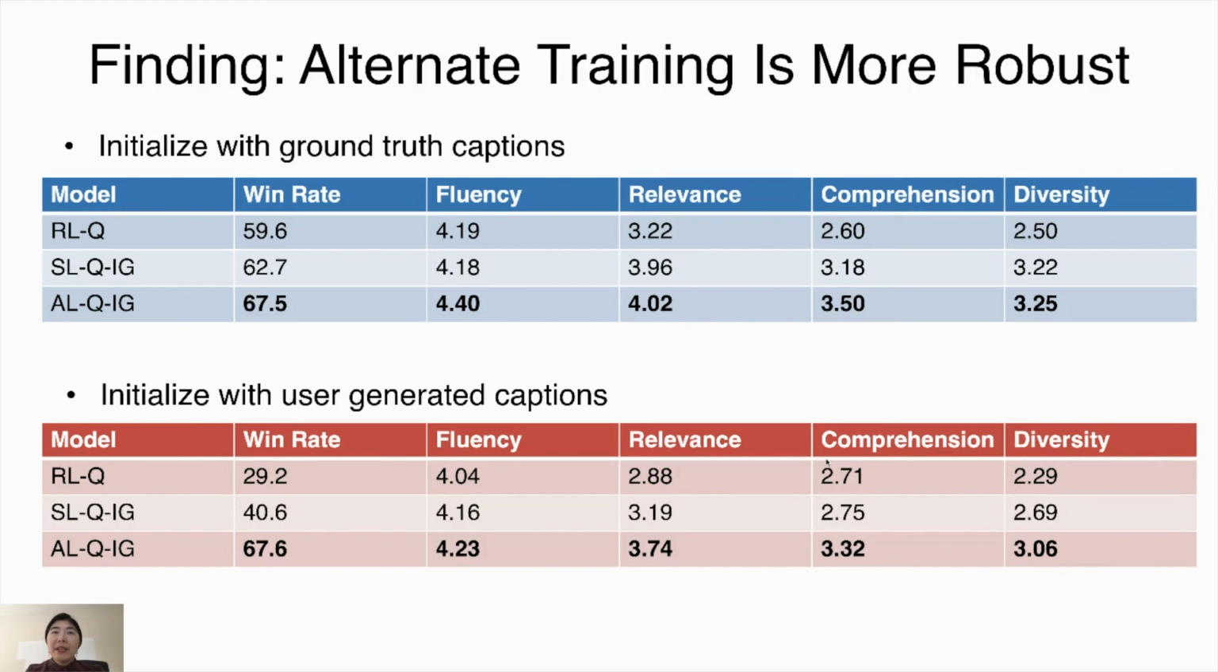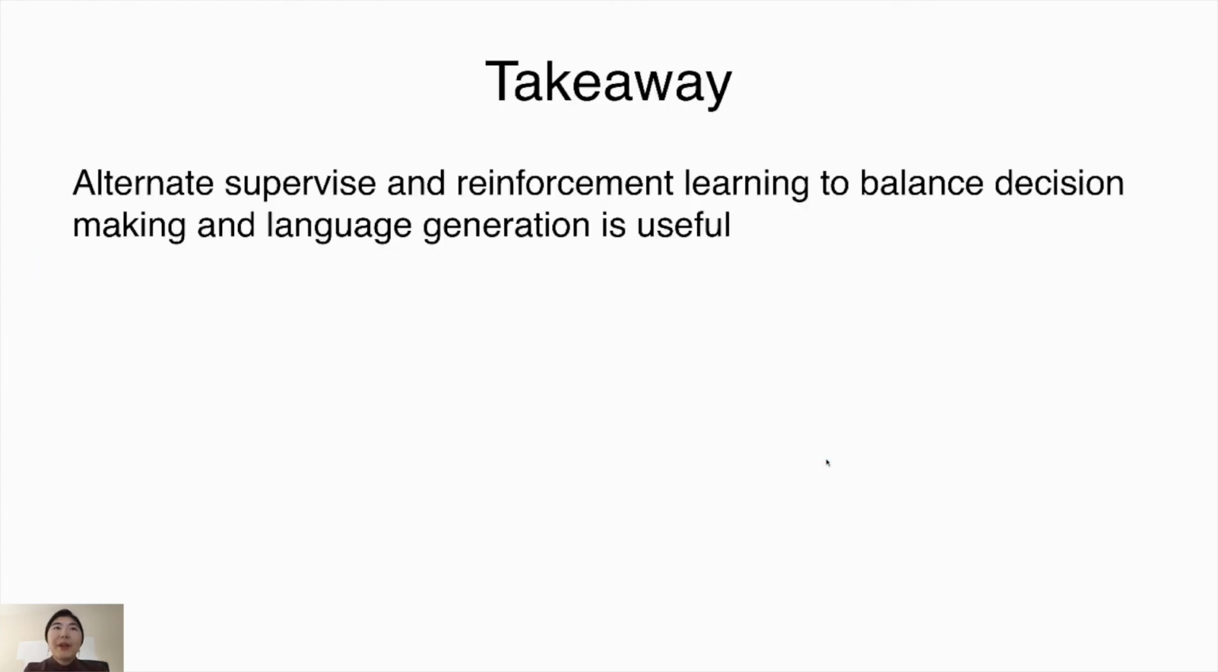Here we're given the ground truth caption, which is from the COCO images dataset. If we ask the user to generate a caption, they generate more informal captions, which is different from the training data that we have, which made all the other baseline models do much worse. But our method, since it's iteratively trained, is doing pretty well and is pretty robust. One takeaway here is that alternating supervised training and reinforcement learning can do pretty well in these kinds of jointly optimized decision and communication tasks.